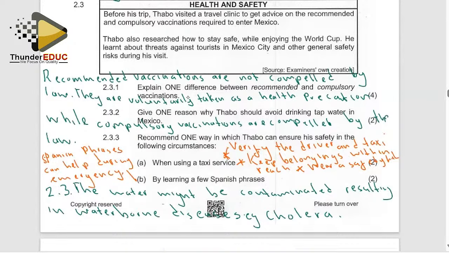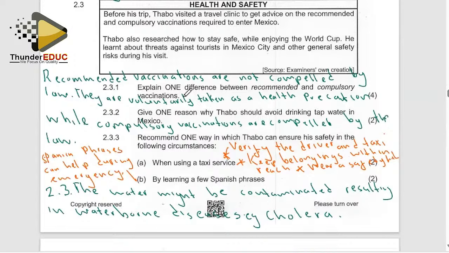Then in addition to that, it is also important because you use it to ask for directions. You use those Spanish phrases to ask for directions. If you are not so sure of where you're supposed to be going, you can use the Spanish phrases to ask for directions. So that is of importance. That is actually very, very important for him to master a few Spanish phrases. Now, moving on to the next question.